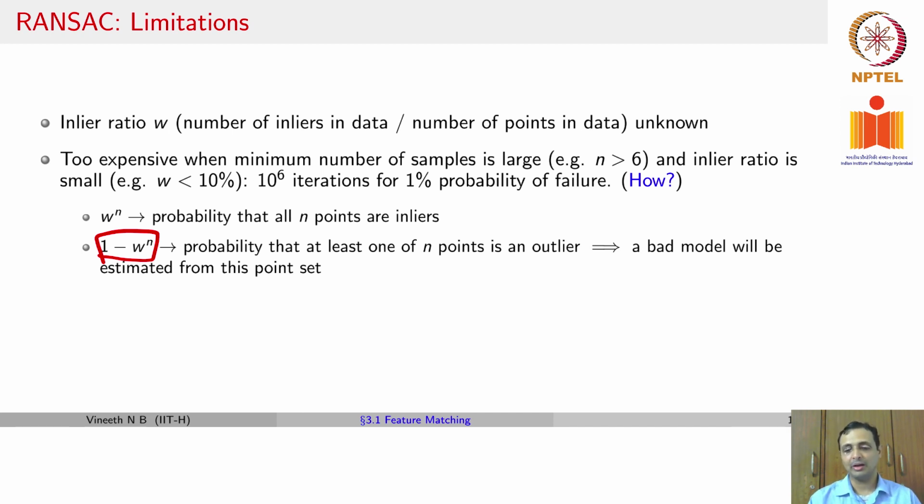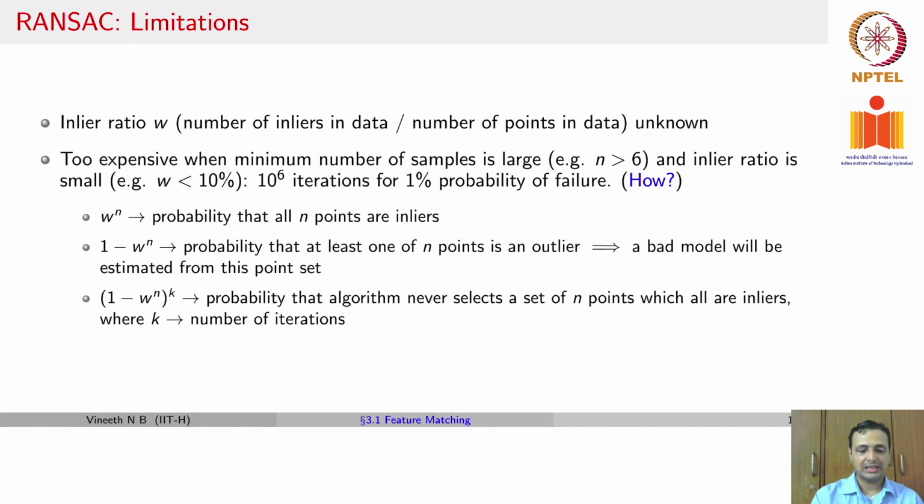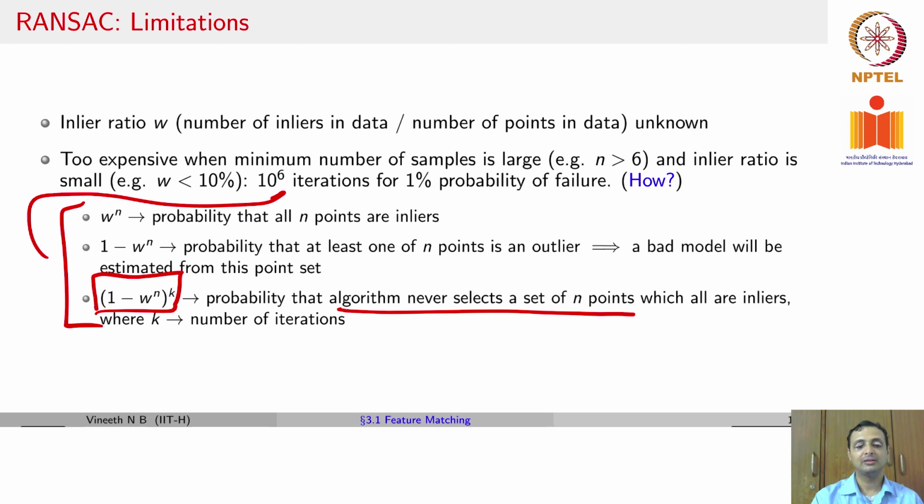And when one of those points is an outlier, we're going to get a bad model which may not have too many correspondences in its neighborhood. If you run k different iterations, then the probability that the algorithm never selects a set of n points which are all inliers is going to be (1 minus W power n) power k. Okay, this should seem straightforward. Using these 3 terms, you should be able to work out why this would happen as an example here. Try working it out by yourself.